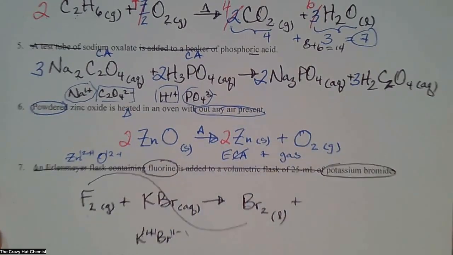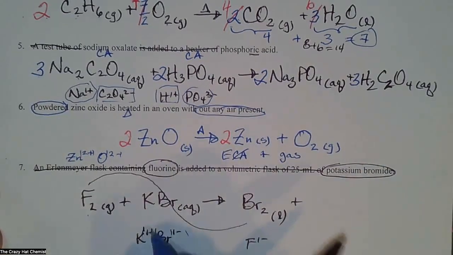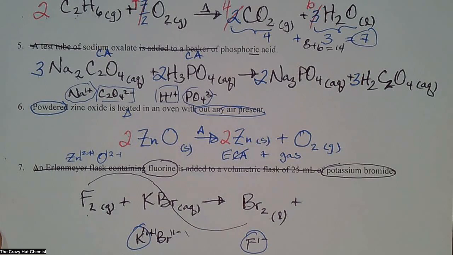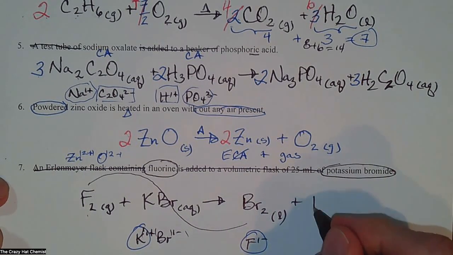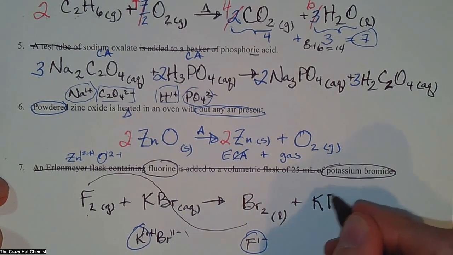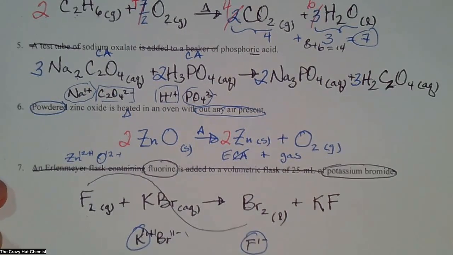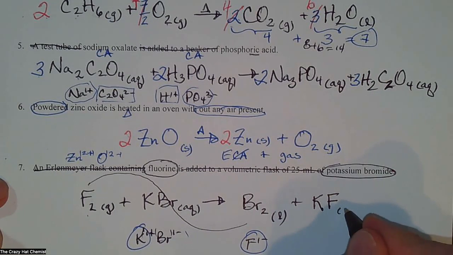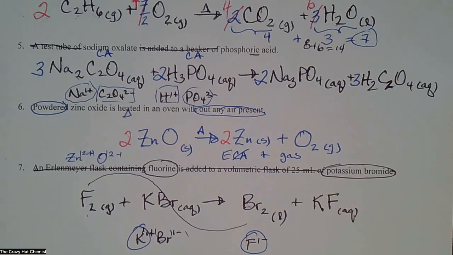And then we're going to have the fluoride ion, which is combined with the potassium ion for our other product. Remember, cations come first, anions come second. So that's going to be KF. Anything with potassium in it is going to be aqueous, so that's aq. All right, now we have our unbalanced equation.